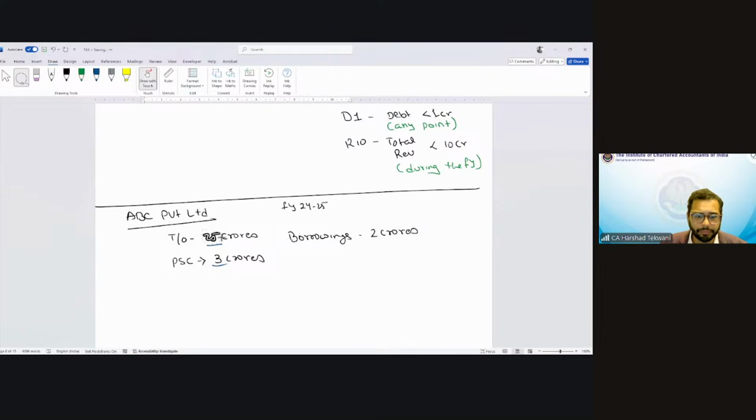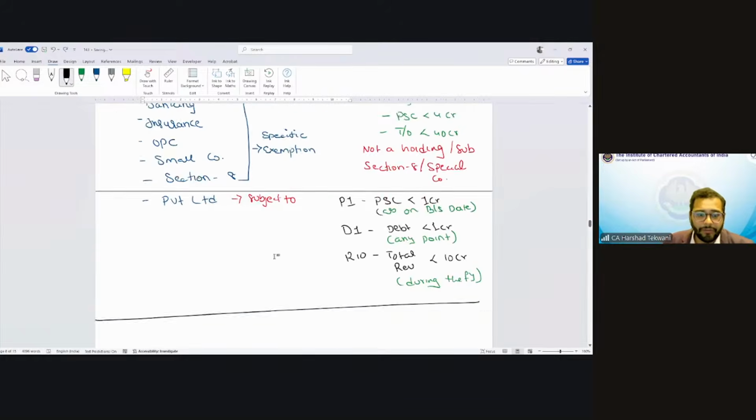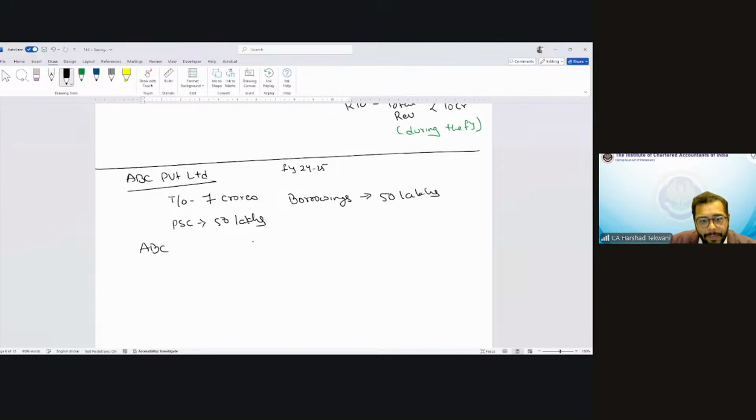And borrowing, yeah, turnover. This one. Okay. So let's say it has a turnover of 7 crores, paid up share capital of let's say 0.5 crores. Borrowings, let's say again 0.5 crores or 50 lakhs. Instead of crores, let me do it in lakhs: 50 lakhs and 50 lakhs. Now this is another important aspect: ABC Private Limited is the holding company of DEF Private Limited. Possible? Very much possible. Yes or no?